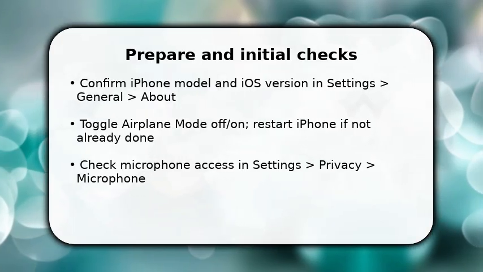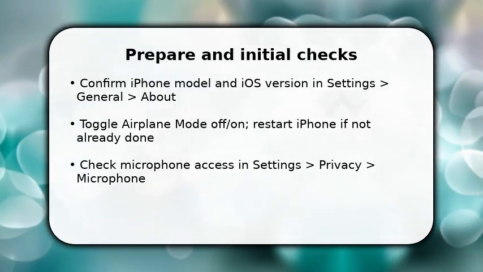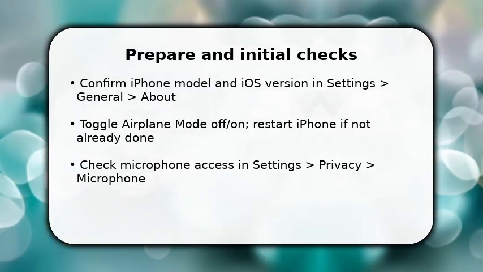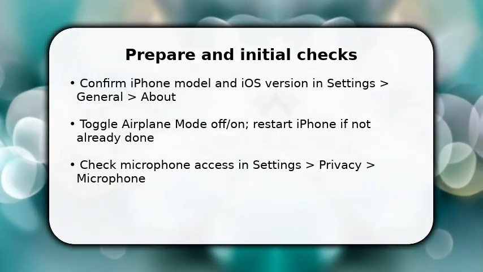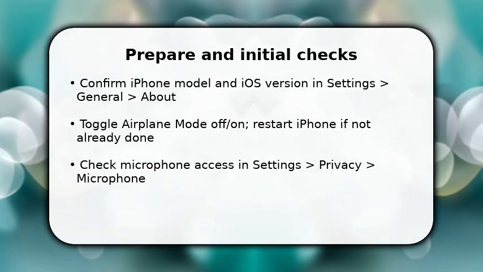Make sure apps have microphone permission in Settings, Privacy, Microphone. Without that, calls or apps can't use the mic. You're laying groundwork that prevents unnecessary steps later and isolates software versus hardware.